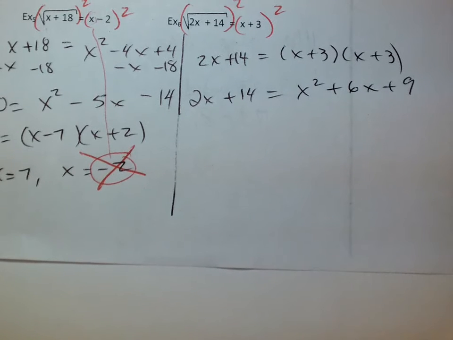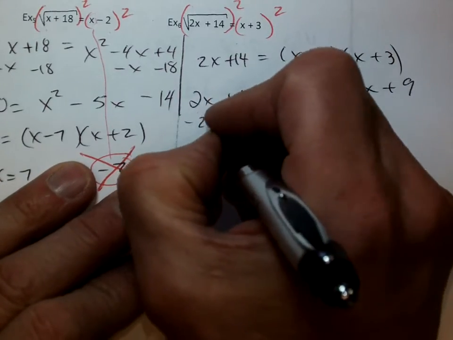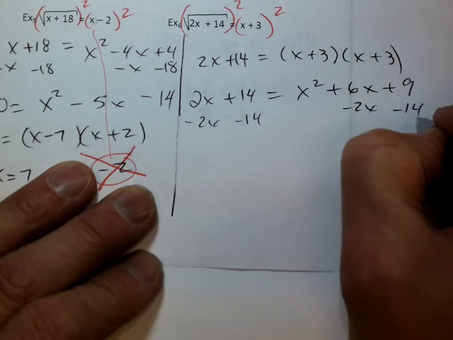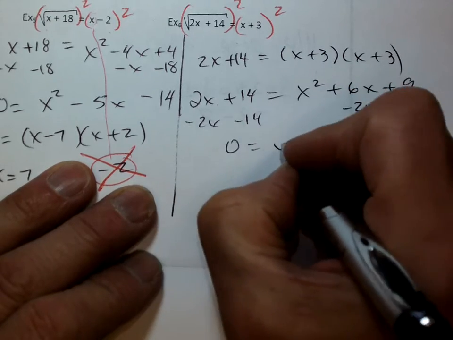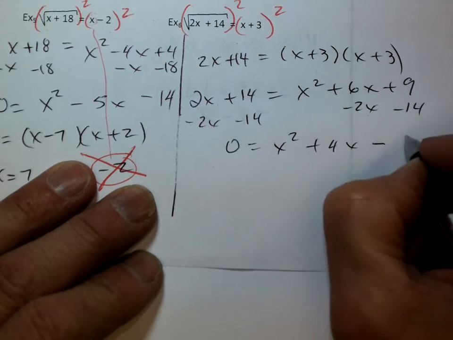And again, that's that darn F word again. We're going to factor, right? So I'm going to bring everything over. I'm going to go minus 2x, minus 2x. I'm going to go minus 14, minus 14. 0 equals x squared plus 4x minus 5, right?